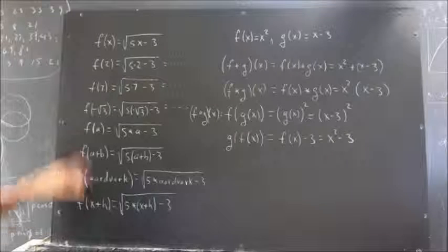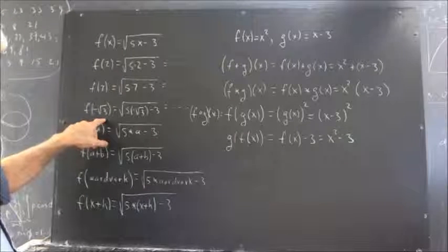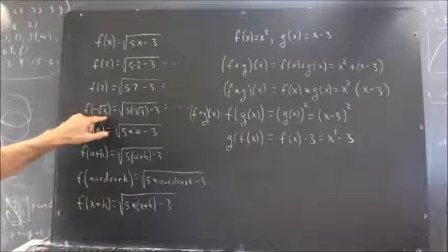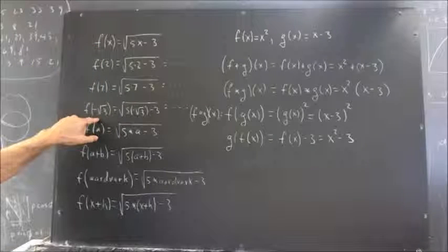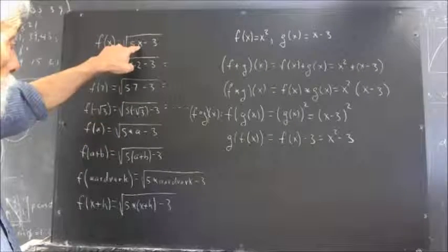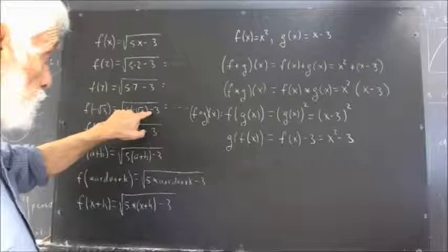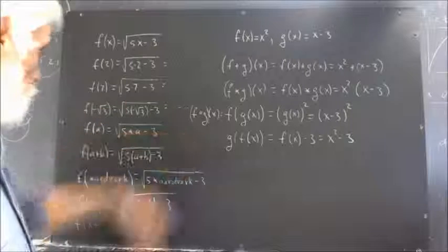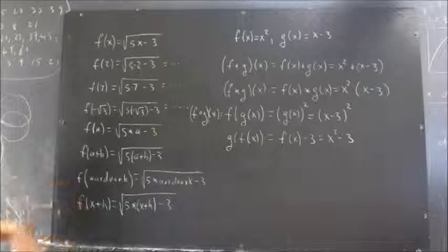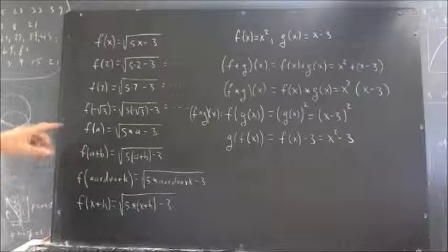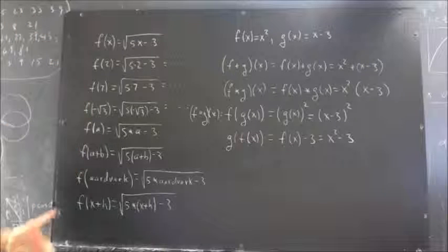Okay, now what about f of negative square root of 3? Well, the same thing. X has been replaced by negative square root of 3, so we better replace x by negative square root of 3. We get 5 times the negative square root of 3 minus 3, and that equals what it equals. And not much way to simplify that. Negative 5 square root of 3 minus 3.